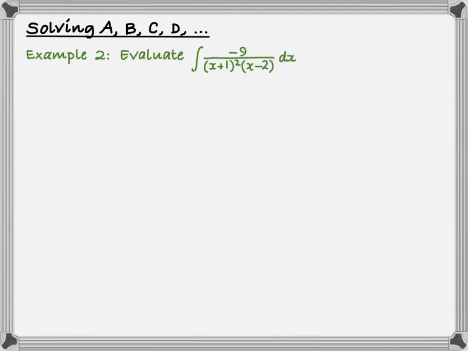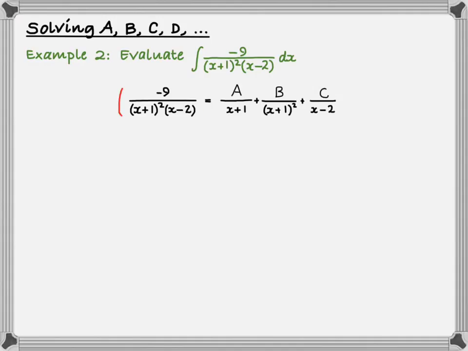2) dx. Before we can evaluate this integral, we need to decompose the fraction into partial fractions. Looking at the denominator of the fraction, we see that x plus 1 is repeated twice and x minus 2 is a unique factor, and therefore this fraction can decompose into 3 parts: A over x plus 1 plus B over (x plus 1) squared plus C over x minus 2.